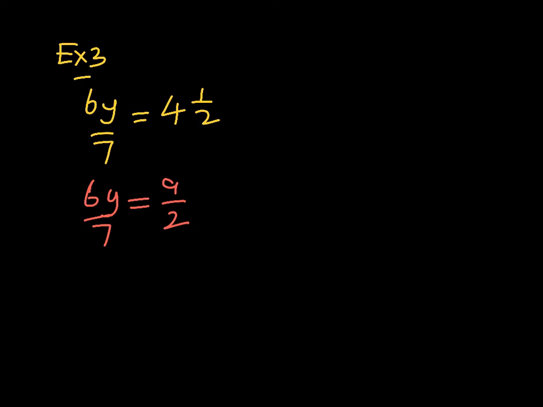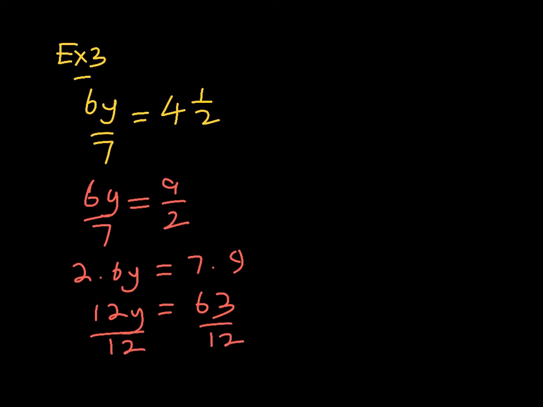Now we can do the process of cross multiplication. So it's going to be 2 times 6y is equal to 7 times 9. Well, 2 times 6y, that is 12y, is equal to 63. Okay, now to only have the value of y, we need to divide both sides by 12. So divided by 12, divided by 12. So therefore, y becomes 63 divided by 12.